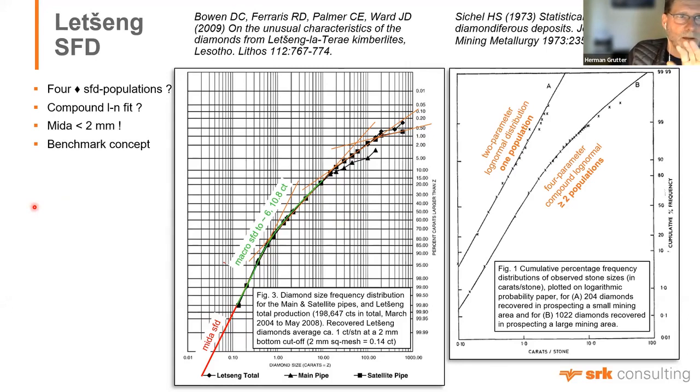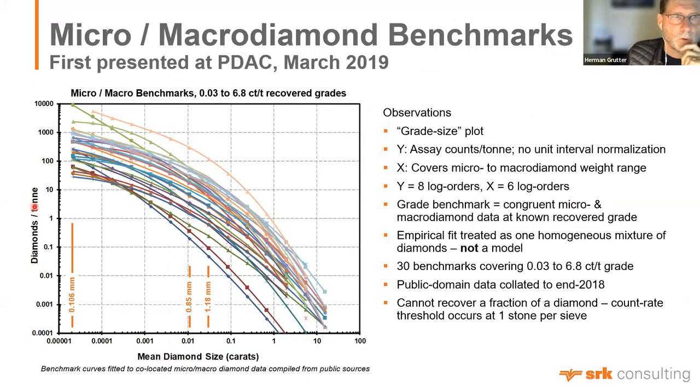So I'm going to just leave that there and look at which macrodiamond benchmarks we now have currently available to us as a result of the public data set that I've compiled. And there they are. I can't remember, we have about 30 benchmarks right now, covering the range 3 carats per 100 tons to 680 carats per 100 tons. So 3 carats per 100 tons would be down here. 680 would be up here. That's Argyle, by the way. This is some other low-grade stuff.